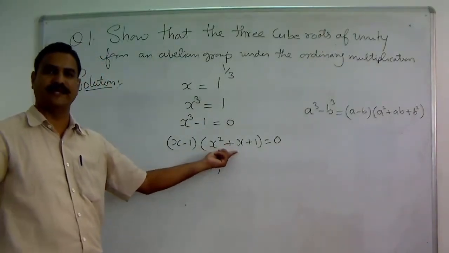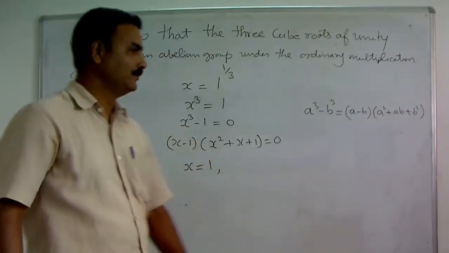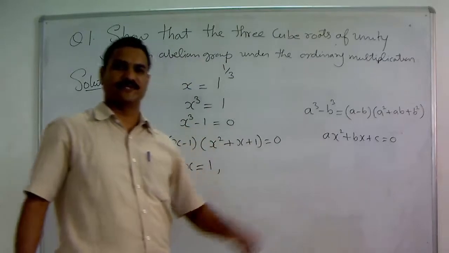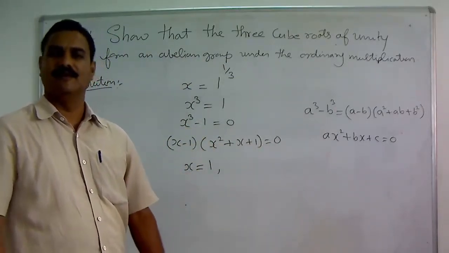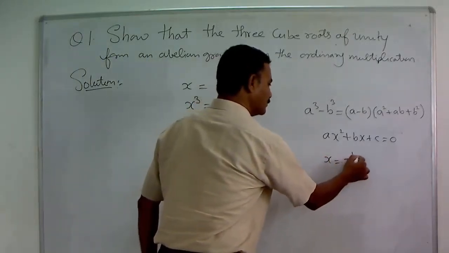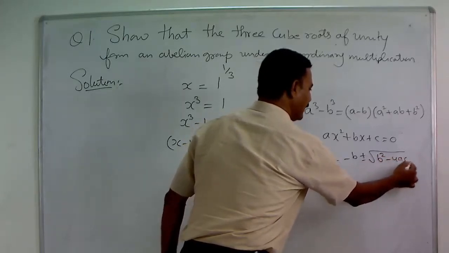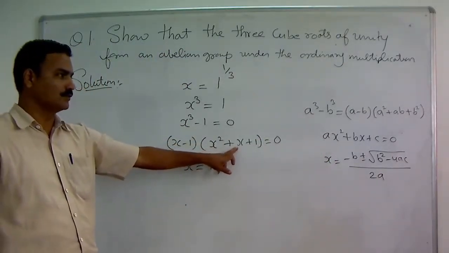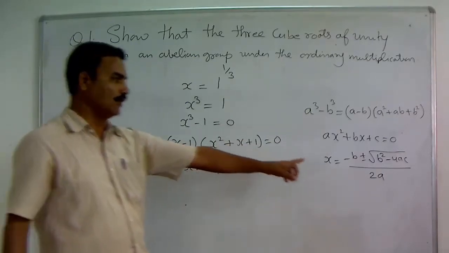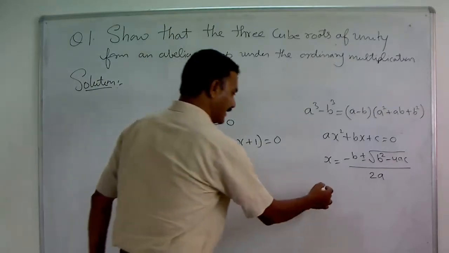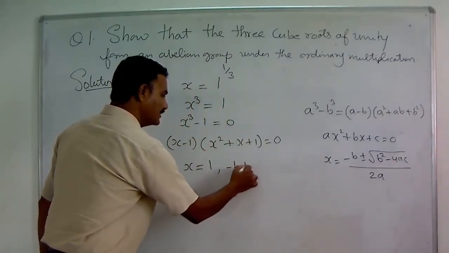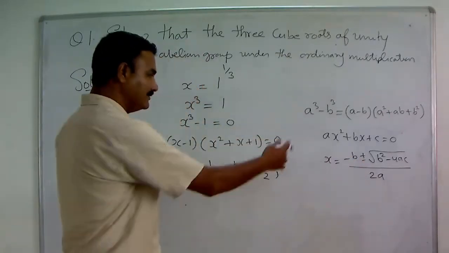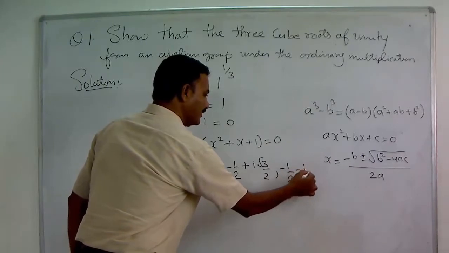The remaining two values of this quadratic expression we can easily determine by using the Sridharacharya rule, where ax square plus bx plus c equal to 0 is any quadratic expression. In order to find both the roots of x, we use this formula: x is equal to minus b plus minus under root b square minus 4ac upon 2a. With the help of this formula, where a is 1, b is also 1, and c is also 1, we get two values of x. The second value, for the positive sign, is minus 1 by 2 plus iota root 3 by 2. For the negative sign, we get another value, that is minus half minus iota root 3 by 2.